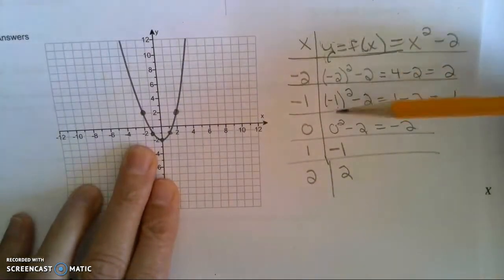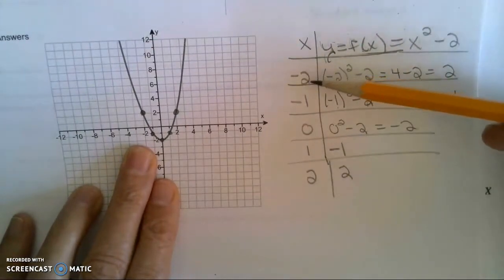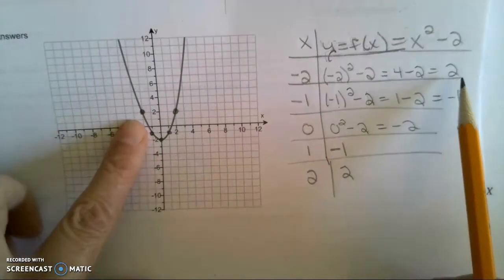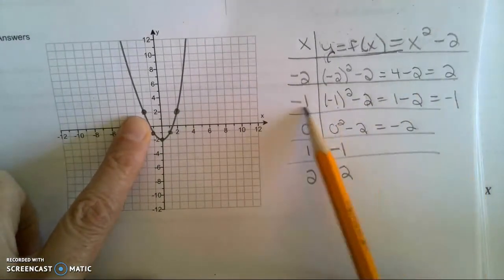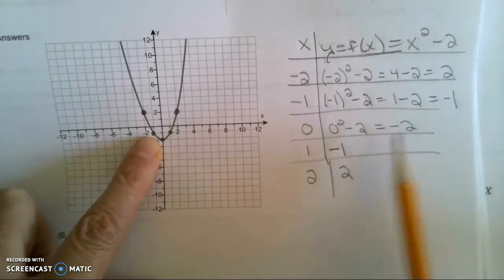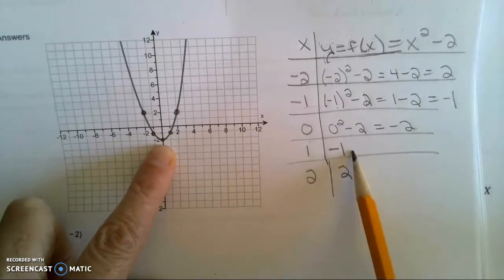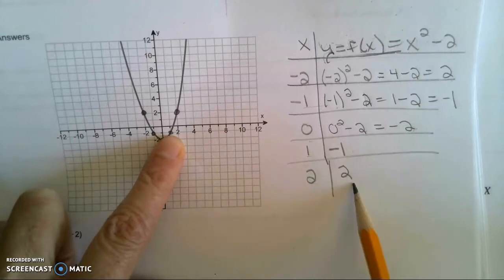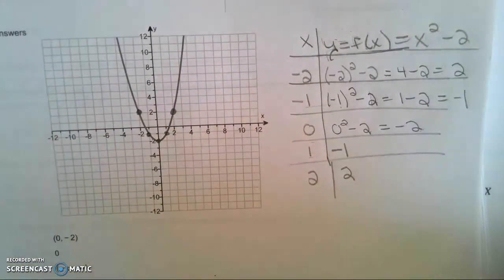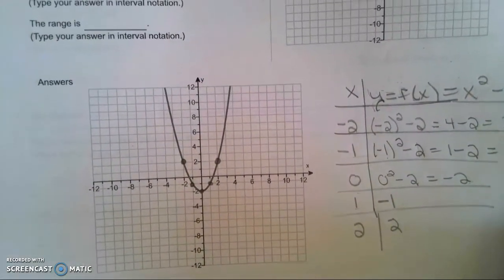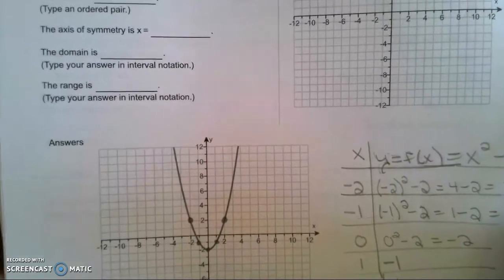Okay, so I went ahead and filled these out, and while I was at it, I went ahead and plotted them. So the first point is (-2, 2), so that's right here. (-1, -1) is right here. (0, -2), that's my vertex. (1, -1), and (2, 2). And then you want to go ahead and connect it with a smooth curve. There is an application in MyMathLab where you can graph parabolas. Okay, so now let's go back and answer the questions here.